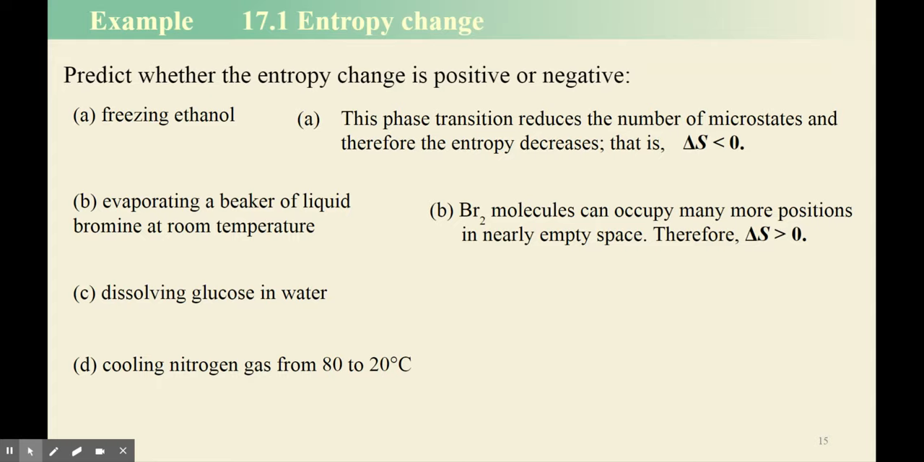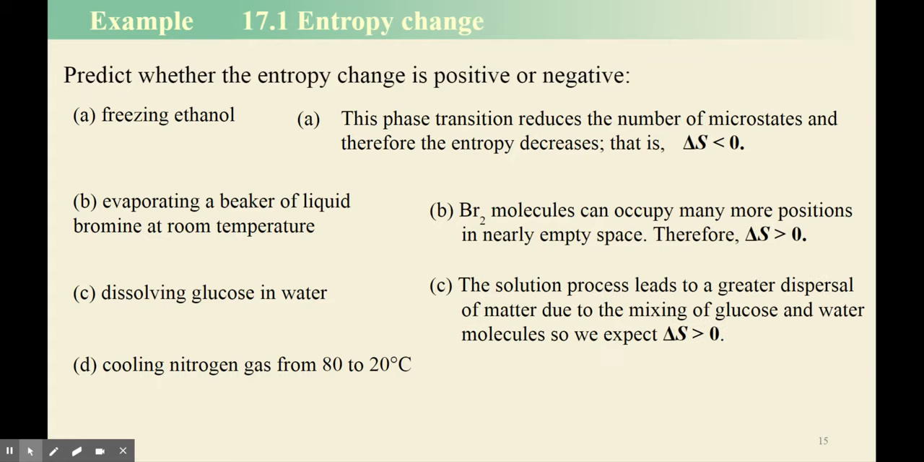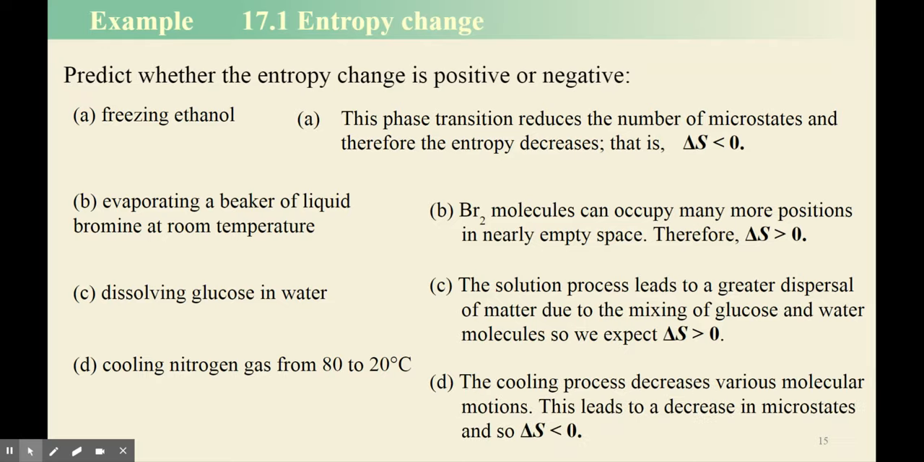If we dissolve glucose, solids like glucose have a crystalline, highly ordered structure, very low entropy, but dissolving them in water lets them move around and it's more chaotic, which increases the entropy. And anytime you lower the temperature, as with this nitrogen gas, while it's not necessarily condensing to a liquid, it would be moving around slower, as we learned in chapter 5, and so that also would decrease the entropy.